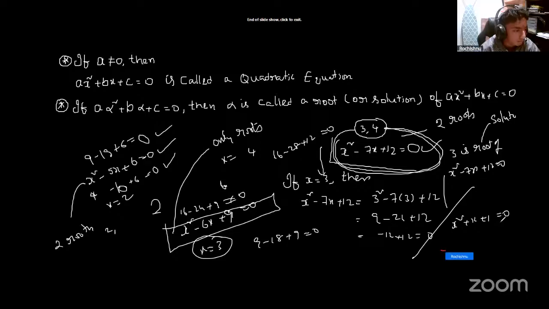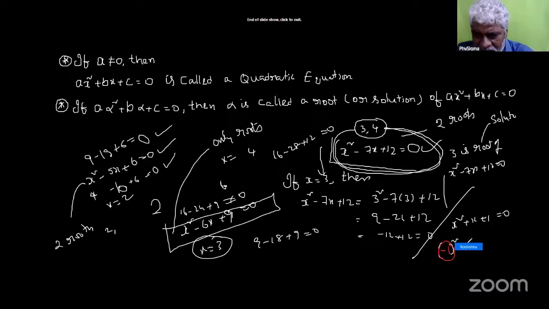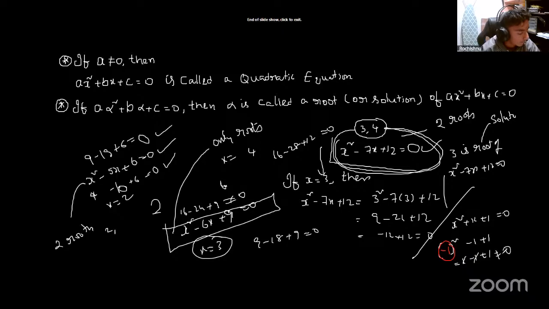Tell me. Negative 1? Let us check. Negative 1 whole square, negative 1 plus 1. Is it 0? Negative 1 whole square is equal to 1. Negative 1 plus 1, they cancel. 1 is not equal to 0. So negative 1 is not a root of it. Very clearly, negative 1 is not a root of it.